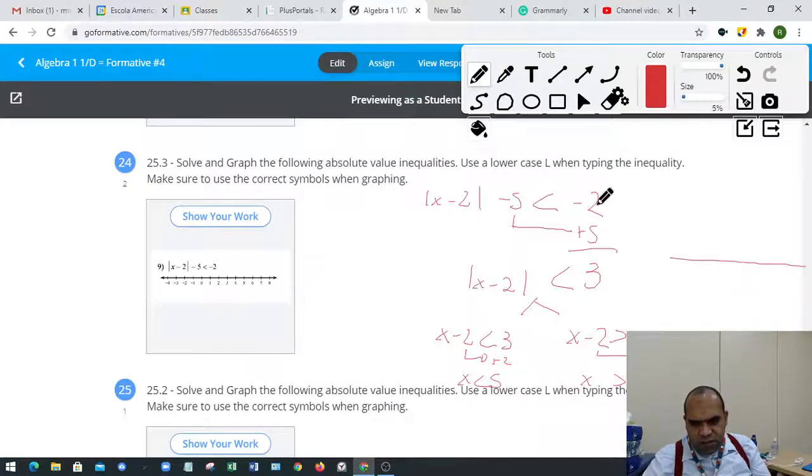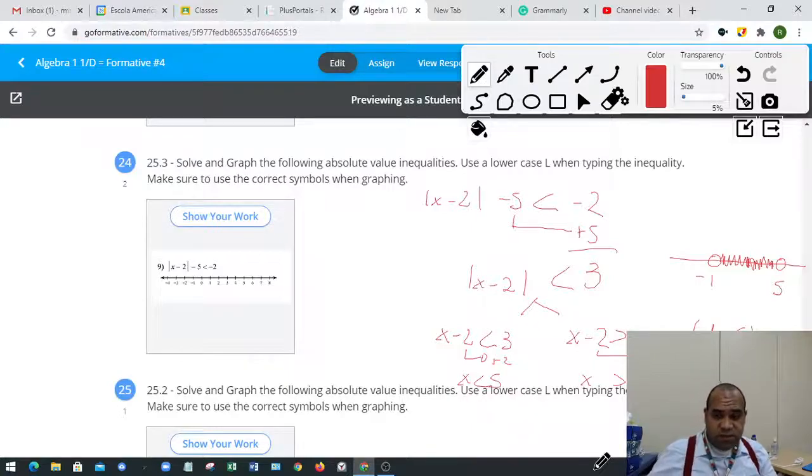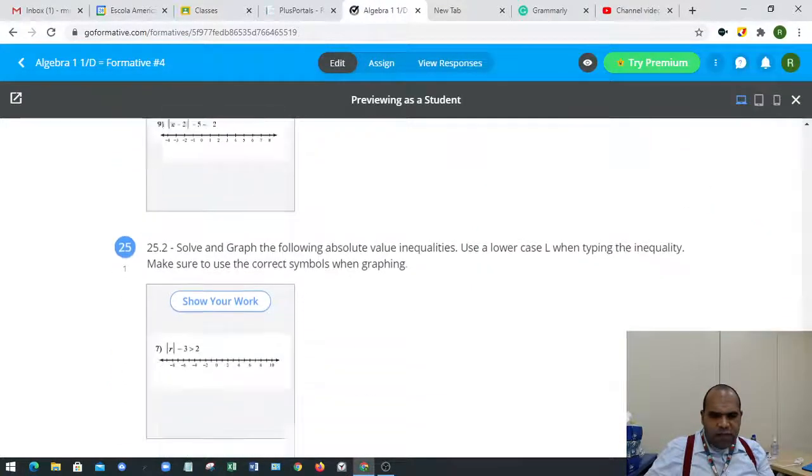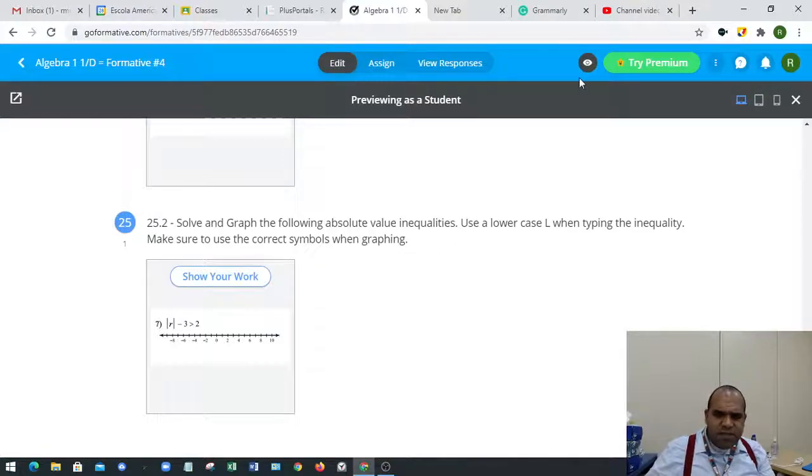To graph, this is pretty simple. The endpoints are negative 1 and 5. I'm looking for numbers less than 5 and greater than negative 1, like this, inward. And for interval notation, if they ask: negative 1, comma, 5, both parentheses because of the open circles. Great.